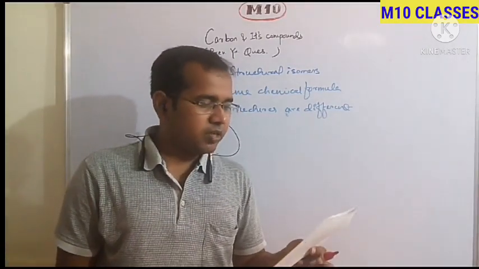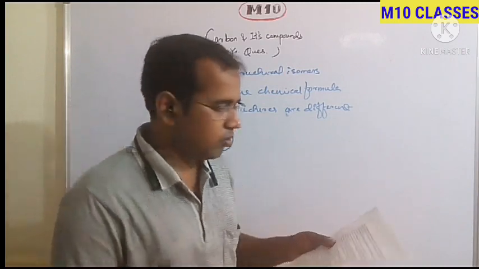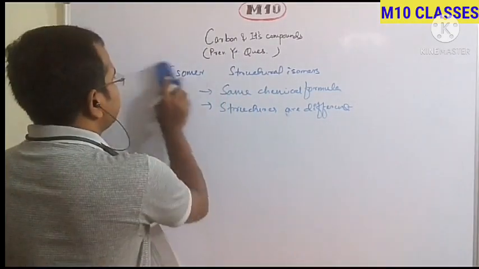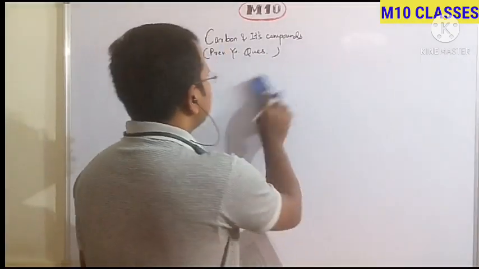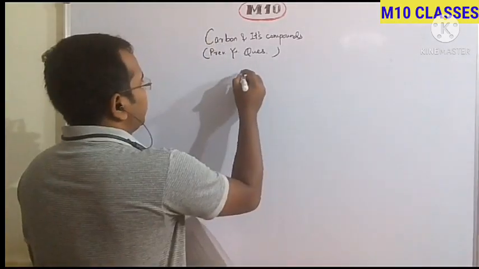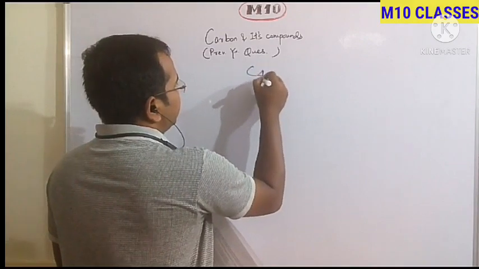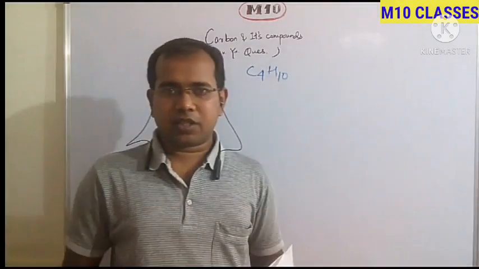Now in this question the formula given is C3H6O. So it will be related to some carbon functional groups. As it is not there in your syllabus, let us discuss another question. Find the structural isomers of C4H10. Okay, we are going to discuss this.